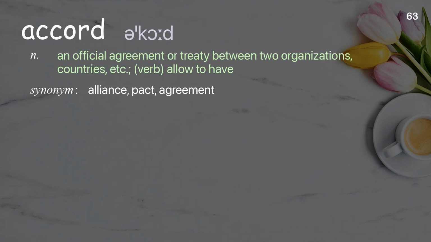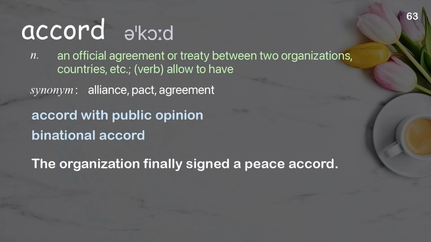Accord. An official agreement or treaty between two organizations, countries, etc. Verb: allow to have. Examples: Accord with public opinion. By national accord. The organization finally signed a peace accord.